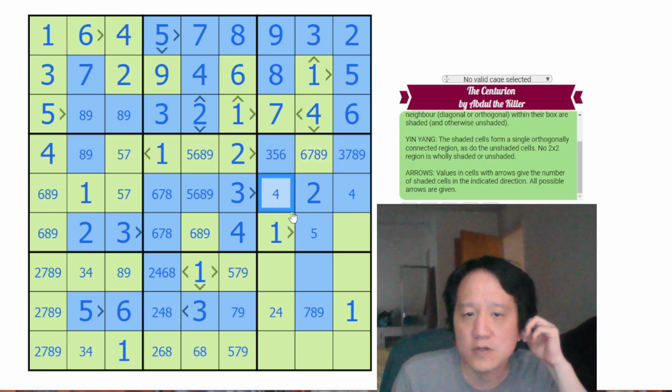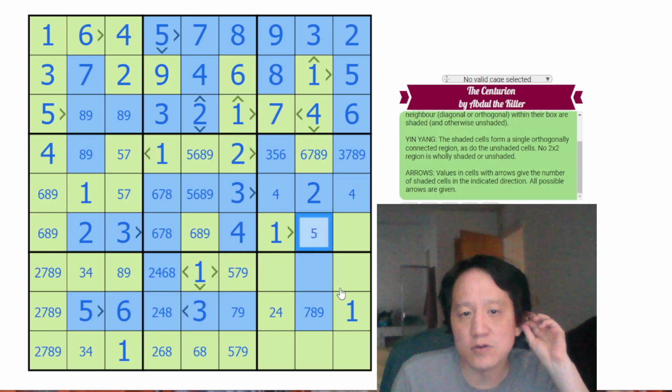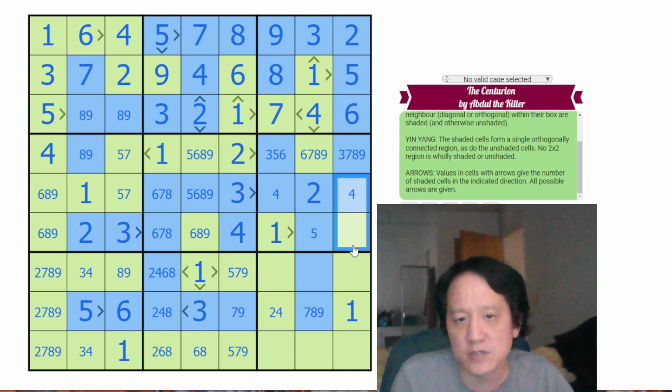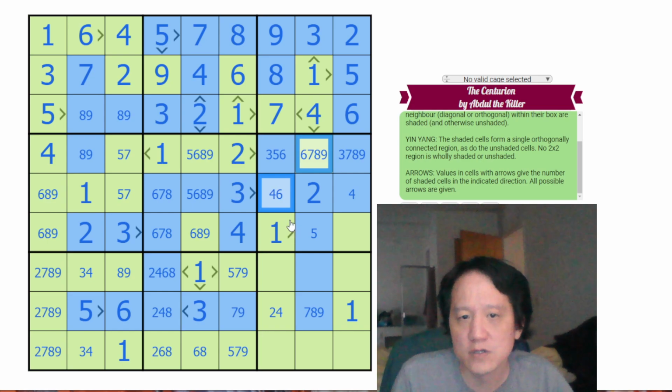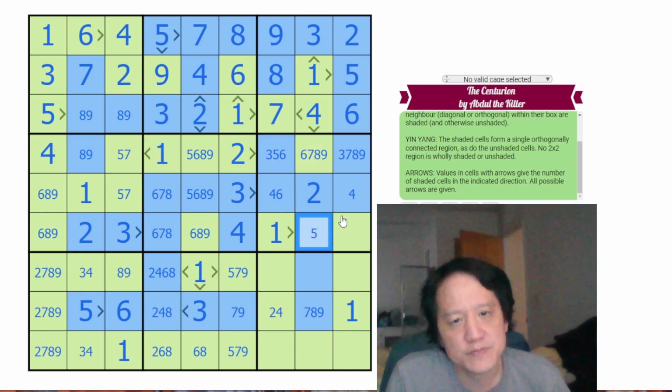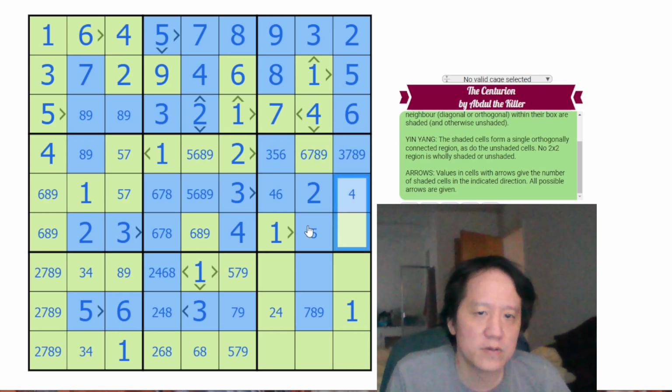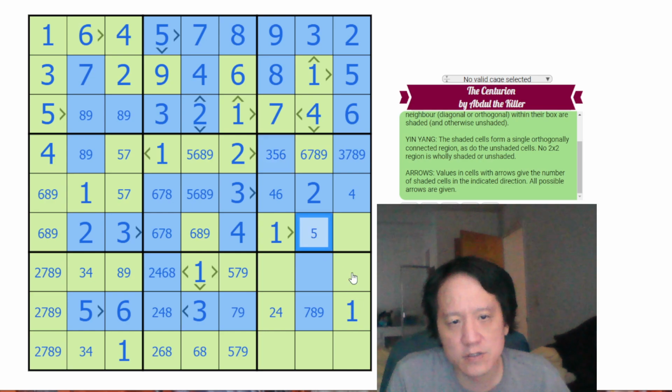So this cannot be 6, though. If this was a 6, the 5 would have to be there. So this can't be 6. So one of these two is 6. So if this is 6, that's either of these 5. If this is 6, this has to be 5. And 6 cannot be here, because then the 5 would be here and that would not be shaded.